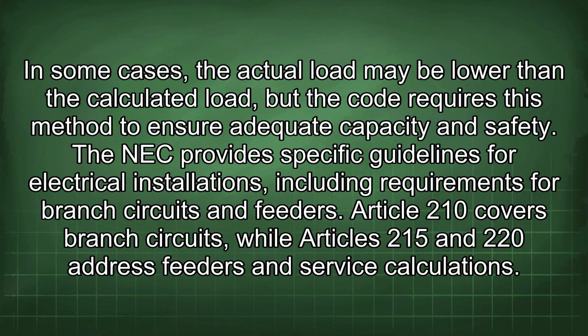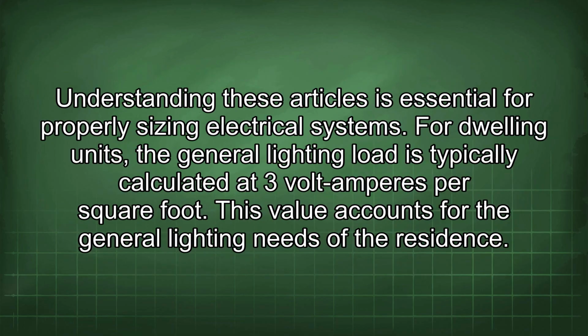The NEC provides specific guidelines for electrical installations, including requirements for branch circuits and feeders. Article 210 covers branch circuits, while Articles 215 and 220 address feeders and service calculations. Understanding these articles is essential for properly sizing electrical systems. For dwelling units, the general lighting load is typically calculated at 3 volt-amperes per square foot. This value accounts for the general lighting needs of the residents.